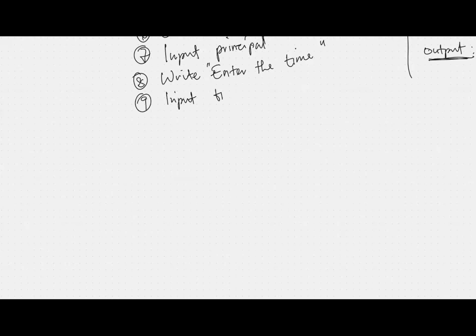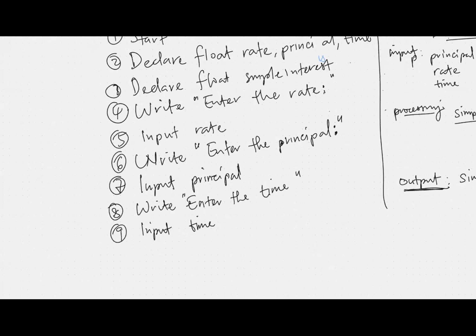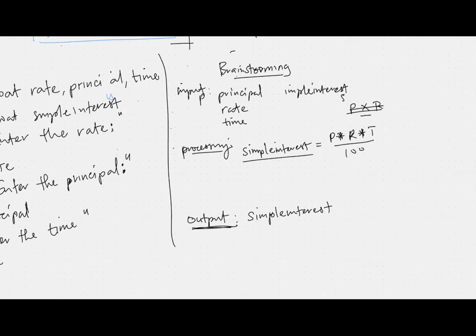So now that we are done with the inputs, what's the next thing to do according to the plan? After the input, what do we do next? We just did the input. So what do we do from input? Where do we go? Can't you see something below the input before the output? You process. Yes. So number 10.